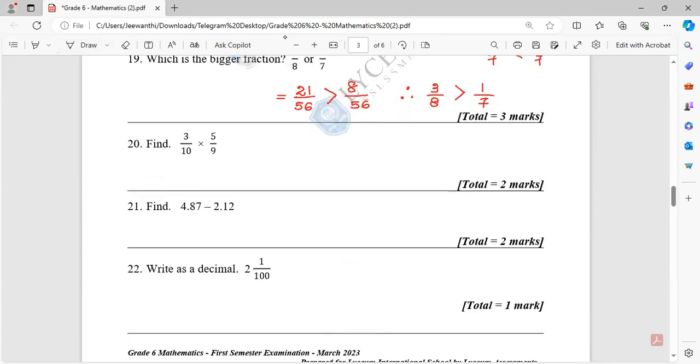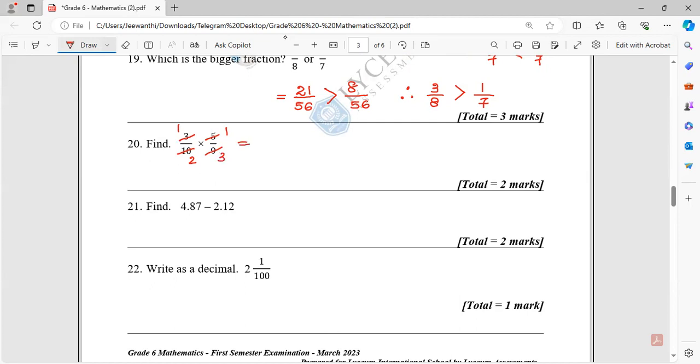So then the next one, question number 20. In question number 20, we have 5 times 1, 5 times 2, 3 times 1, 3 times 3. So then 1 times 1, 1, 2 times 3, 6. Otherwise, if you had 3 over 10 multiplied by 5 over 9, what you can do is 3 times 5, 15, and 9 times 10, 90, 15 times 1 and 15 times 6. The answer will be 1 over 6. Right?